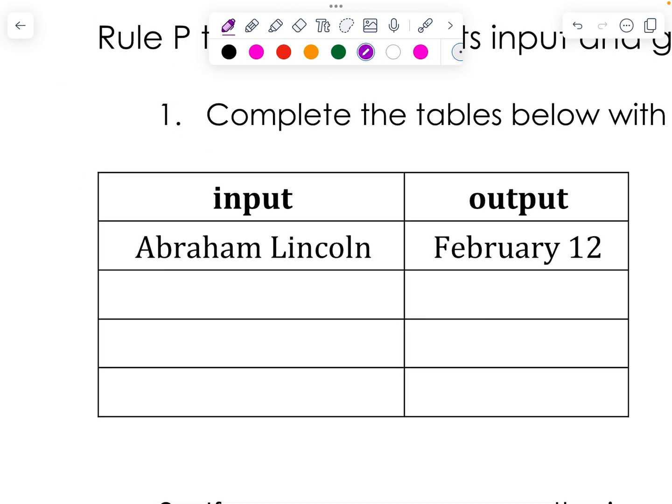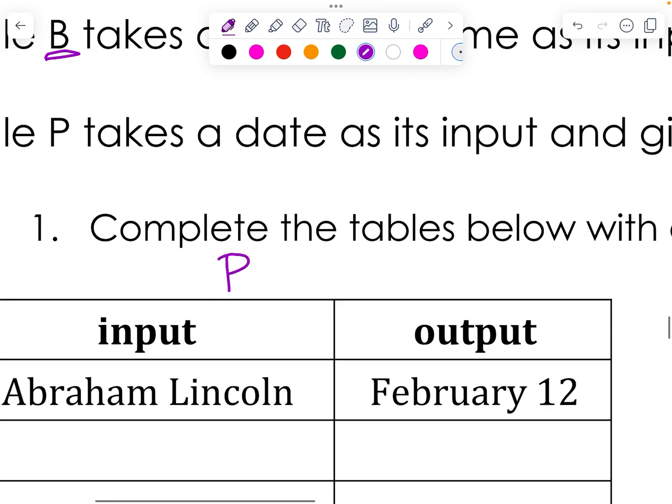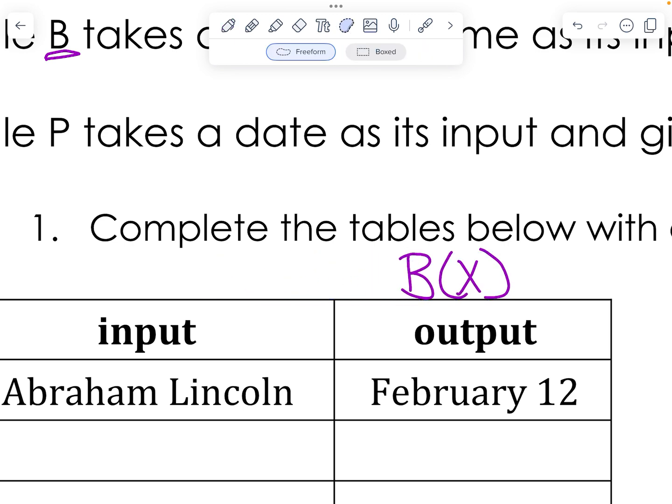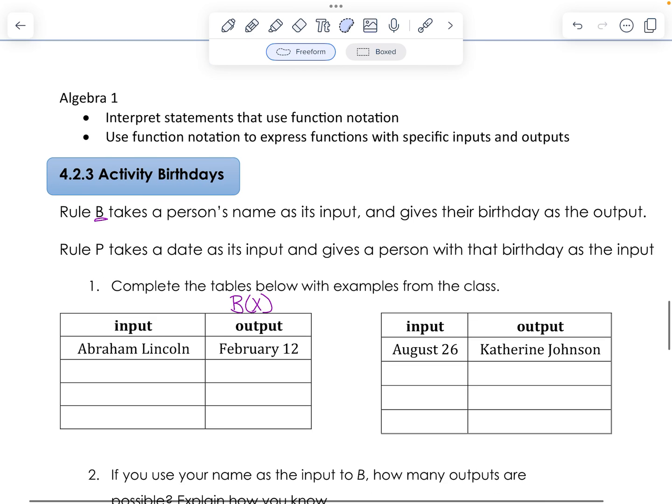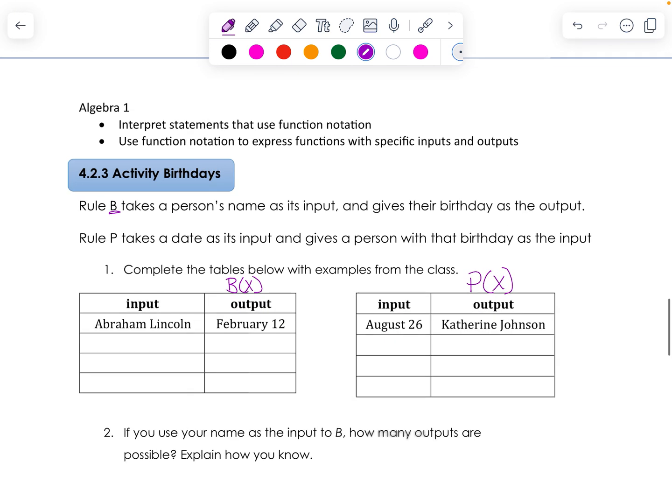So this one, we have our input is the name. So this one must be rule B. So I'm just going to label this as B of X. Okay, so I know which function this one is. The second table has the input with the date, so that's rule P. Okay.